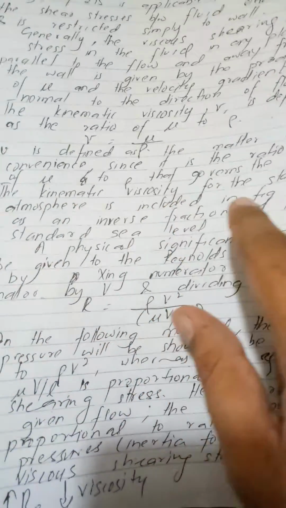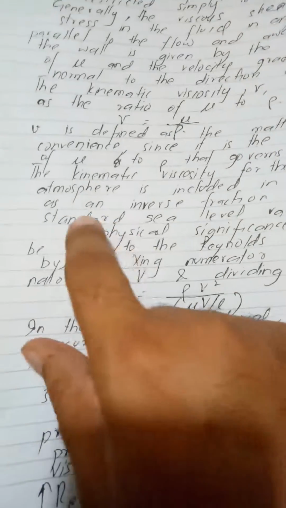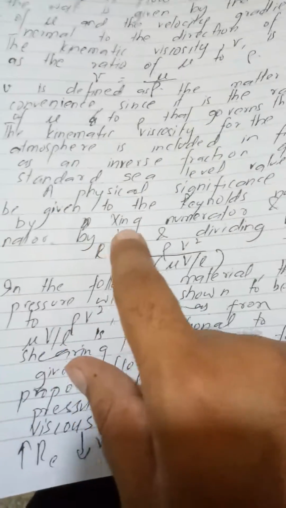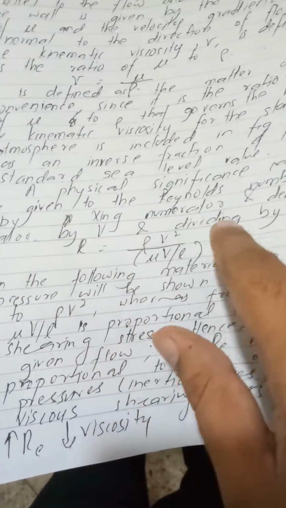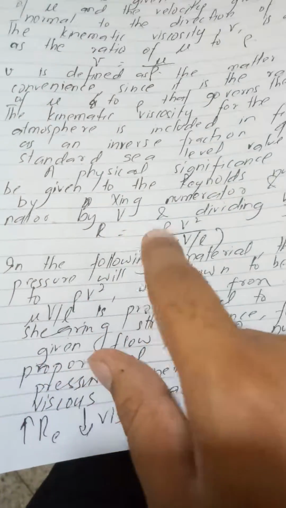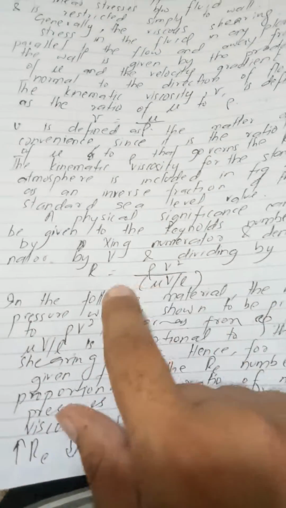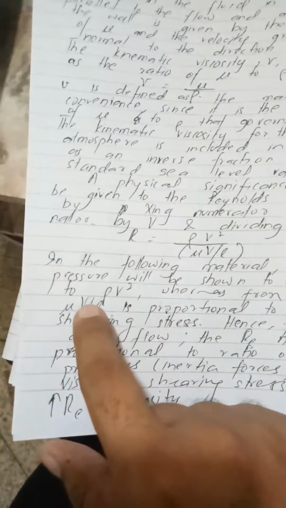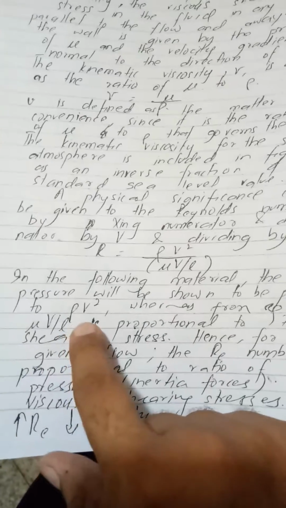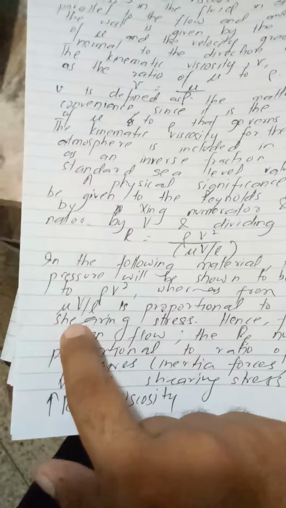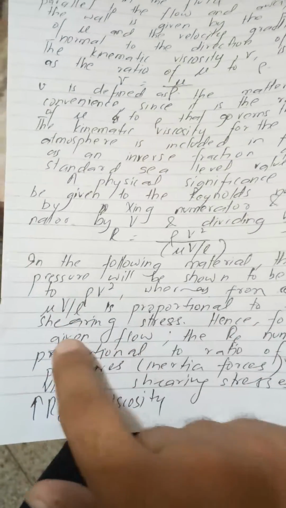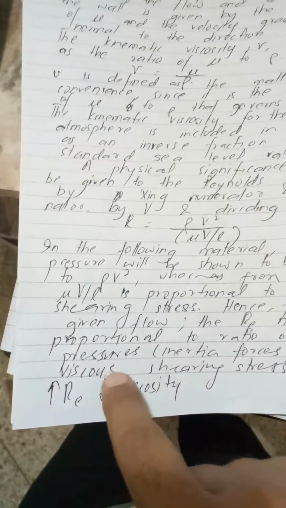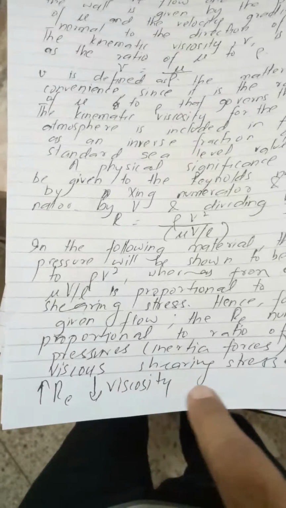The kinematic viscosity for the standard atmosphere is included in the figure as an inverse fraction of the standard sea level value. A physical significance can be given to the Reynolds number by multiplying numerator and denominator by V and dividing by L. Re is rho V squared over mu V by L. In the following material, the normal pressure will be shown to be proportional to rho V squared, whereas from equation 2, mu V by L is proportional to the shearing stress. Hence, for a given flow, the Reynolds number is proportional to the ratio of normal pressures, or inertia forces, to viscous shearing stresses.